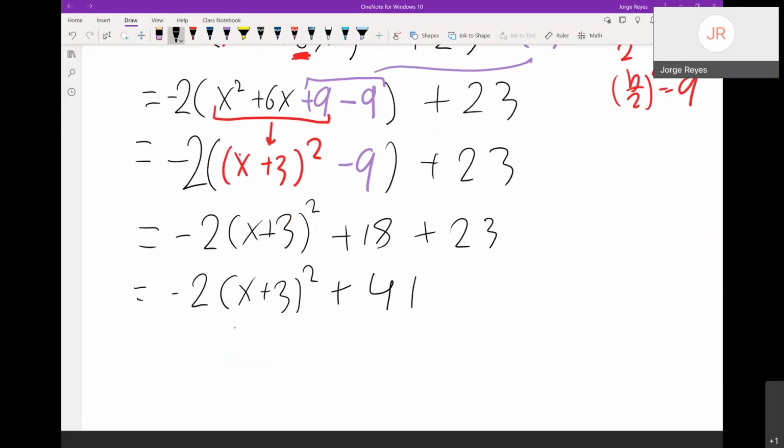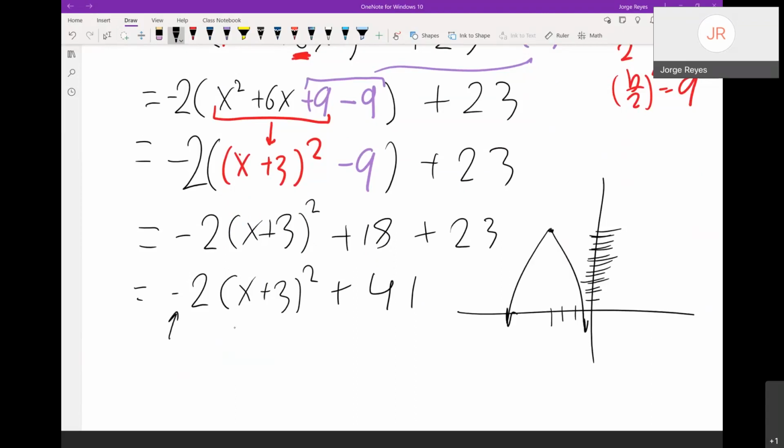So the vertex would be at: you go 3 to the left, you go 41 up, and the negative sign means we would go down. And the 2 technically means we stretch it by 2, but no one cares. All right. Now I want to show you one more example of this. There's another way to get the vertex. From here we can see the vertex would be negative 3, 41.